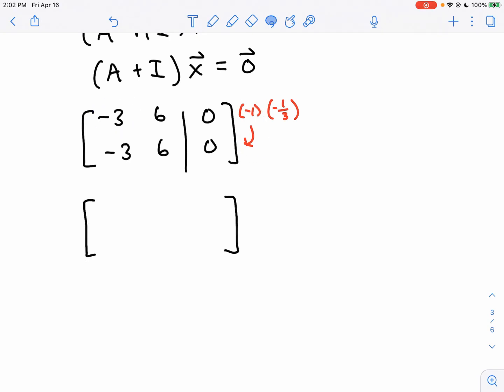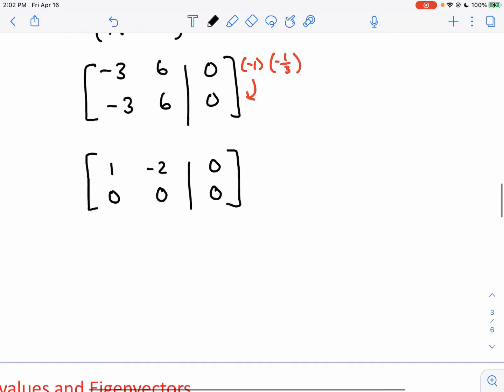So we do -1 times -3 and add it to -3. That gives me a 0 here. -1 times 6 and add it to 6 gives me a 0 here. And then -1 times 0 and add to 0, that stays 0. So we zero out the bottom row. And now the first row I'm going to rewrite after I multiply everything by -1/3. So we get a +1 here, a -2 here, and then a 0 there. Okay, this is in reduced row echelon form. Let's highlight the only leading one that we have here.